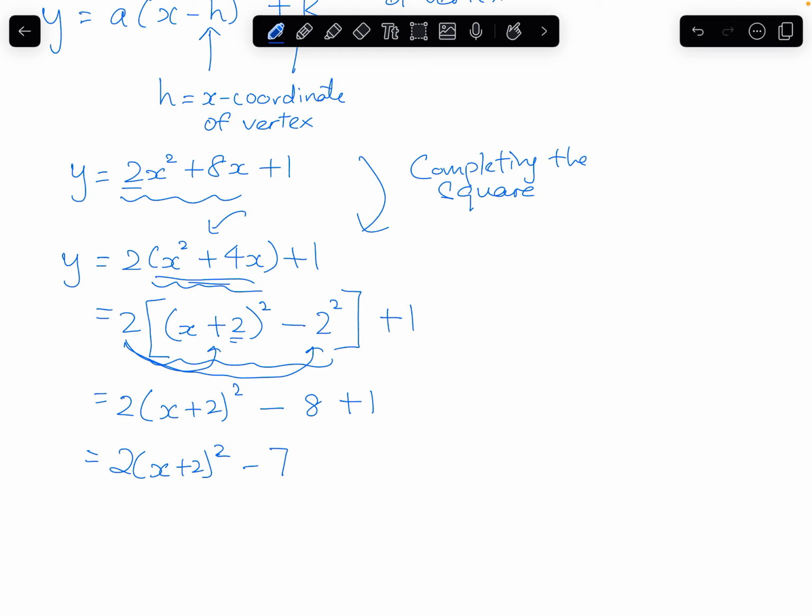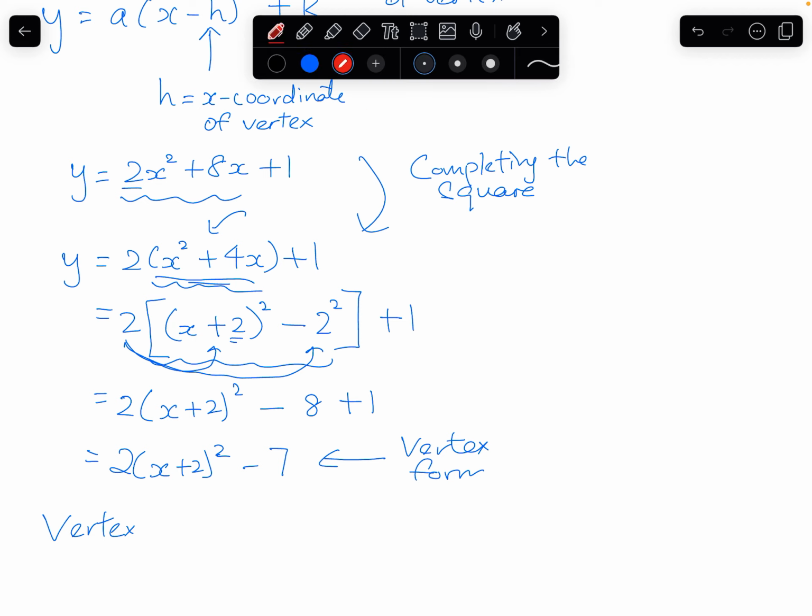Okay, so what we're going to do next is start looking at finding the vertex from the vertex form, because we have obviously converted this into the vertex form. And where can we find the vertex? The vertex is basically this number and this number. But we've got a bit of an issue here.